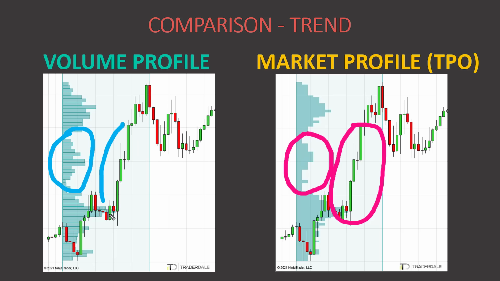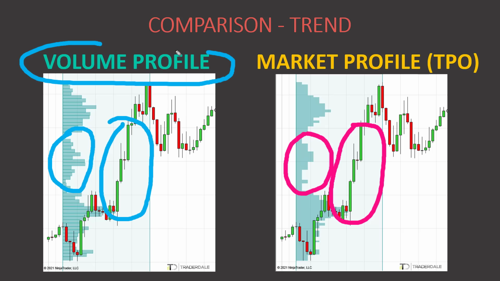There's no problem for volume profile in such areas because true volumes are printed there, right? So in such cases, volume profile is way better than market profile. All right, so that's the trend development. When there is an aggressive trend like in here, then market profile unfortunately stays behind.